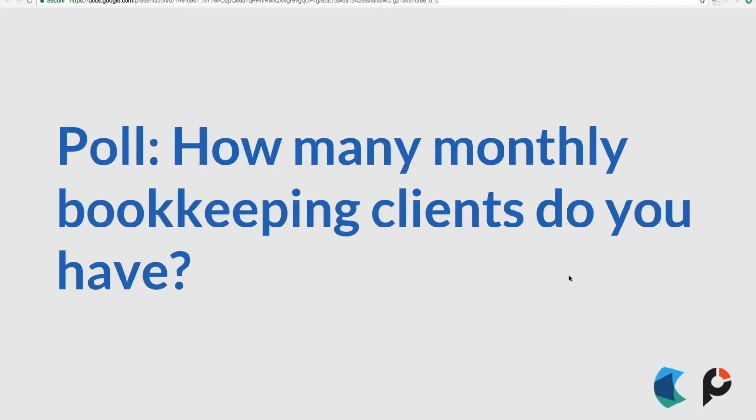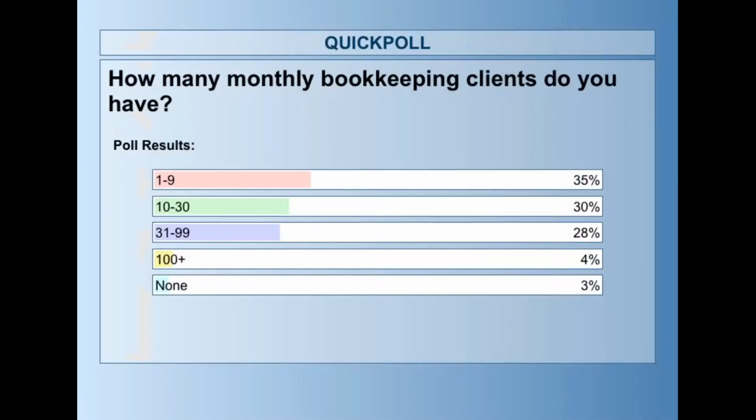Awesome. So the split we're seeing is actually, I'll share that right now. We're seeing 35% have 1 to 9 clients, 30% have 10 to 30, 28% have 31 to 99, and 4% with 100 plus. So it is pretty much an even split across the board here. That's super helpful. Thanks so much, everyone.